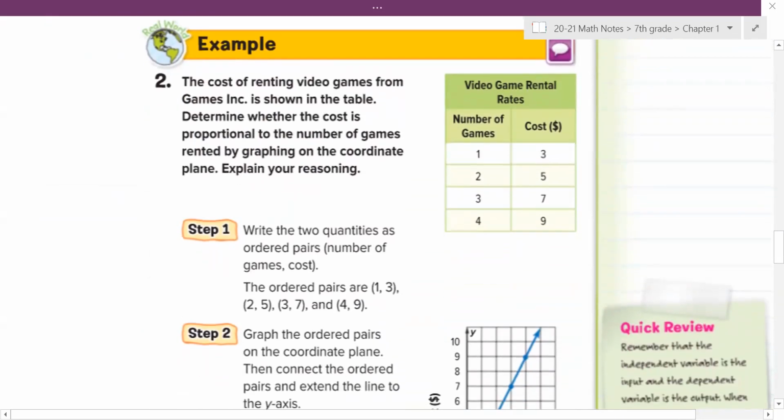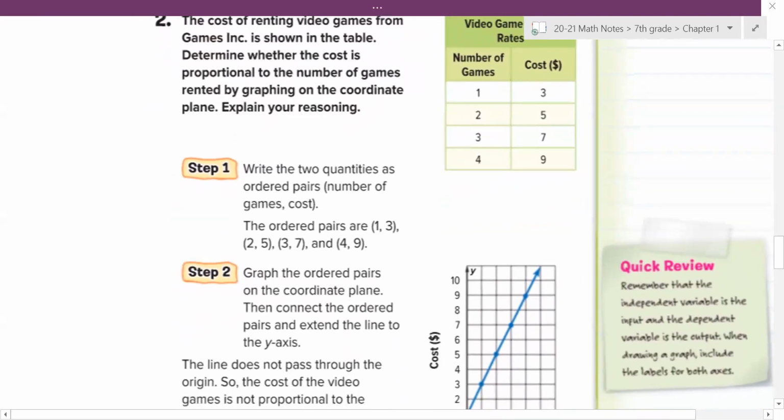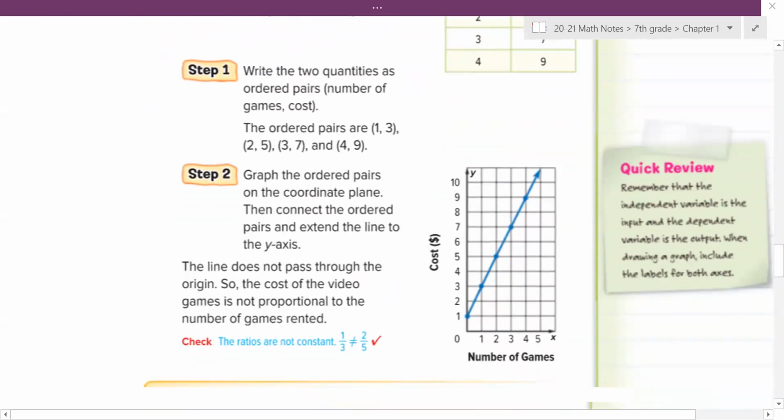The cost of renting video games, this is another one that just dates this book. The cost of renting video games from Games Inc. is shown in the table. Determine whether the cost is proportional to the number of games rented by graphing on the coordinate plane. Explain your reasoning. So we have the number of games and how much it costs to rent those for one night. Write the quantities as ordered pairs, number of games to cost. So the ordered pairs are 1, 3, 2, 5, 3, 7, and for 4 games it costs $9.